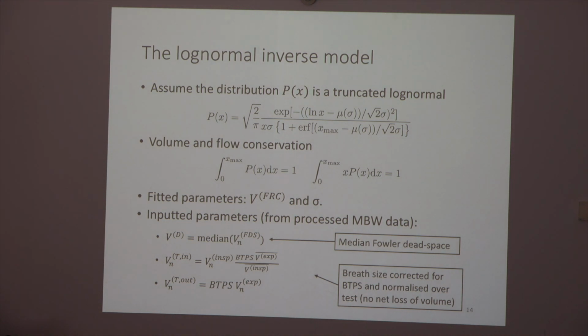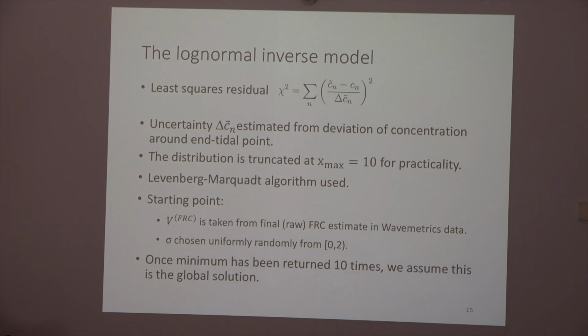We correct for things like BTVS and also make sure that by the end of the test, the inspired and expired volumes come out the same, so we haven't lost lung volume. There are factors that mean you do lose volume over the course of the test, including the different density of the gas on inspiration and expiration, and also gas exchange. We don't model any of that, so we just put in a fudge factor basically to correct for it.